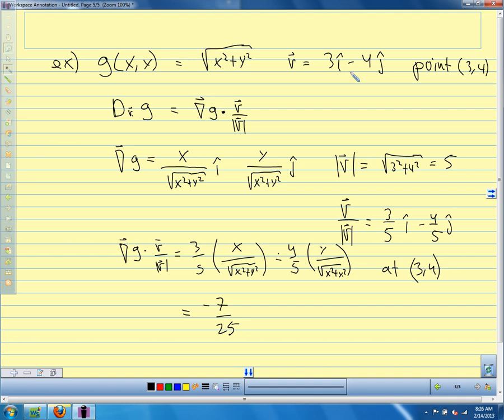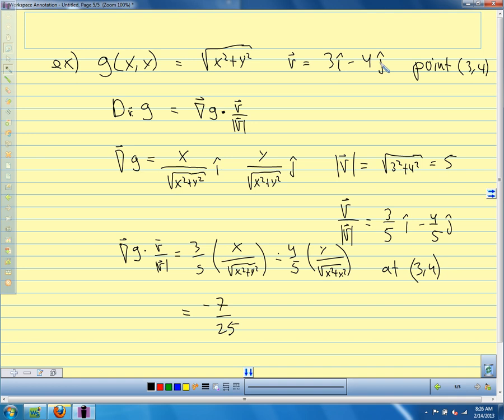It's the slope of g in the direction of this vector. So it's like on the actual surface. It'd be like if you're on a hillside and you say, if I walk in this direction, some arbitrary direction, I'm going to go downhill by 7/25 of a unit for every unit I walk in that direction. That's what the directional derivative is telling us.